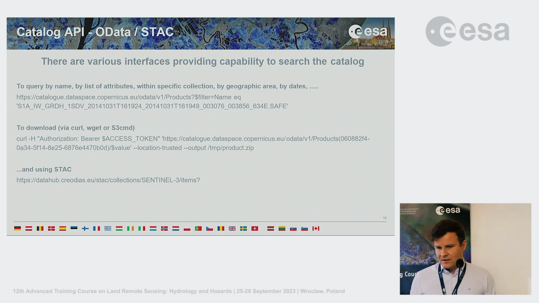There are a lot of these attributes, and you can use them to access, to process, and to download, through, at the moment, these two standards, OData and SpatioTemporal Asset Catalog, which is becoming, I think, a standard in cataloging Earth observation data nowadays.